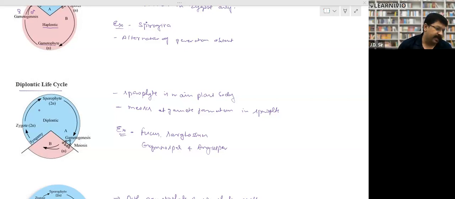In this life cycle, sporophyte is the main plant body. Next point.